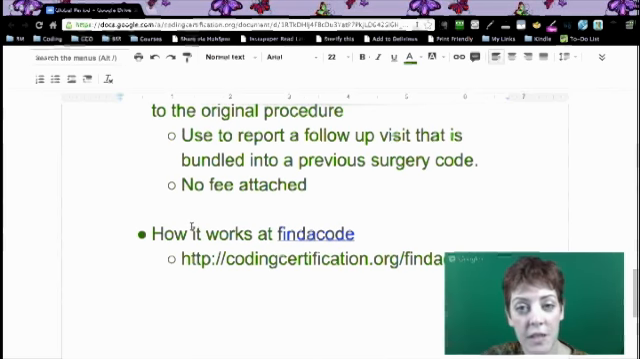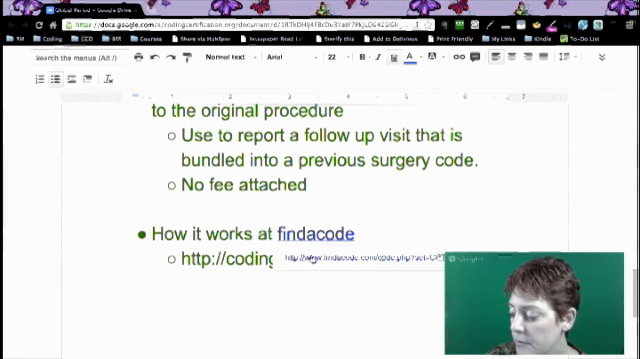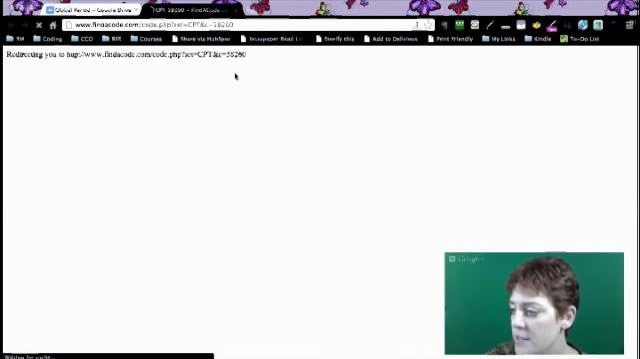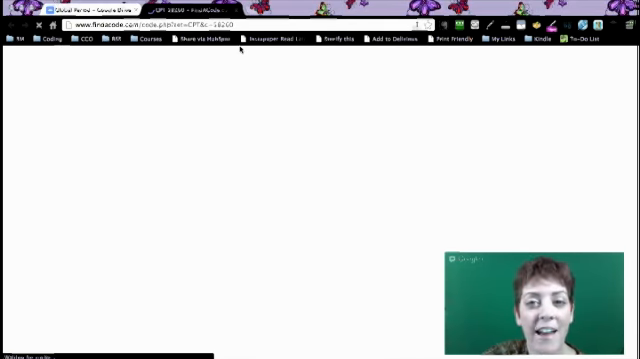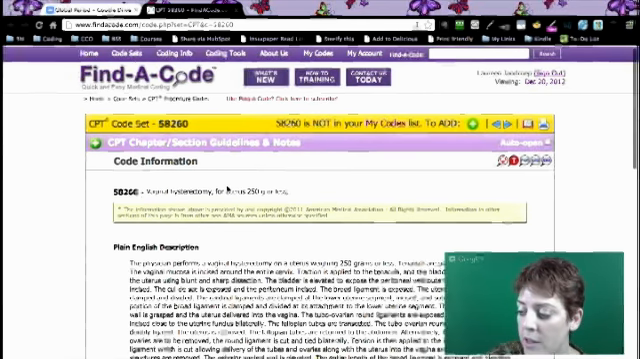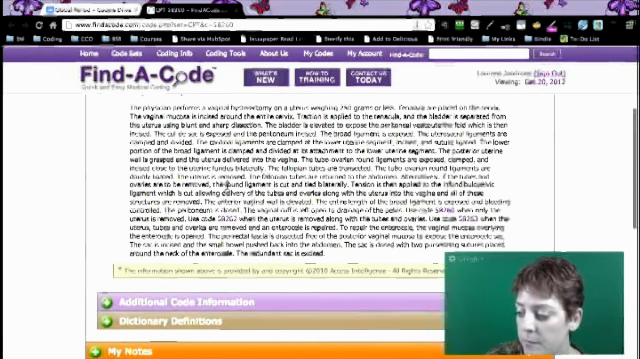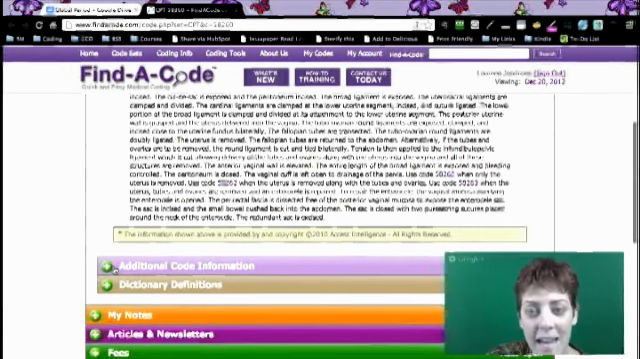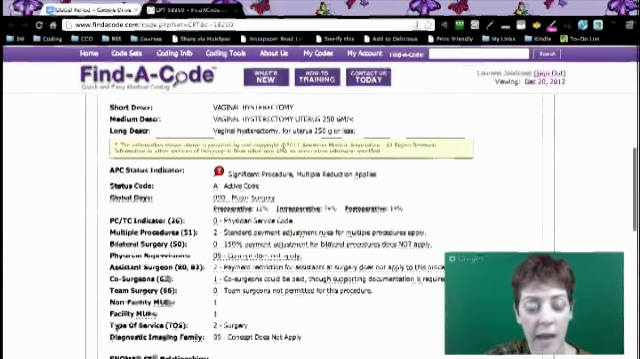Now, if you want to see how this works in an encoder, I'll show you how it works at Find a Code. And I think this is, yeah, that's going to link me to a vaginal hysterectomy code, which we know is considered a major surgery. And most of your encoders have this information built in. In Find a Code, you go to the additional code info box, and all of these fields here are taken from that Medicare fee schedule database. And look at here. Here is our global days. And it's a 090 major surgery.